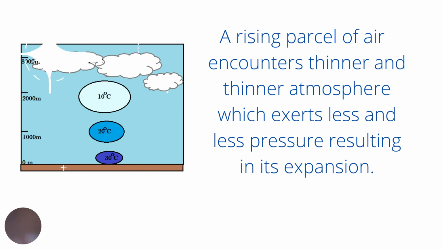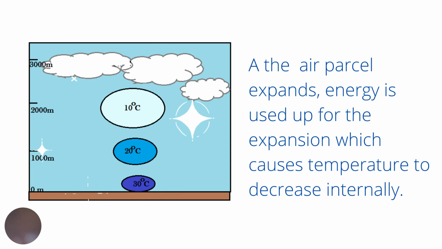So notice as the air parcel rises from ground level to 1,000 meters, it expands. As it rises some more to about 2,000 meters, it expands even further. Now, this expansion of the air, which is as a result of the decrease in pressure, is going to in turn have an impact on the temperature of the air parcel. So as the air expands, it is going to use up energy for this expansion, and therefore the temperature of the air parcel is going to decrease.